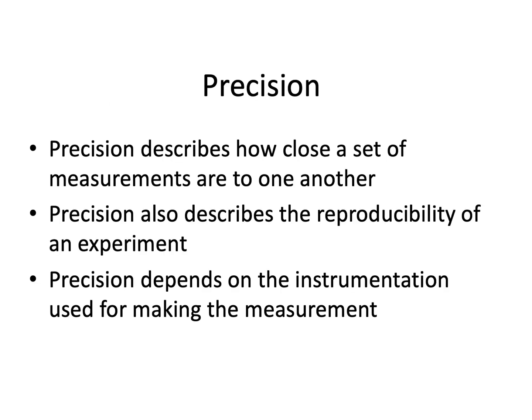Now, precision is a different concept entirely. Precision describes how close a set of measurements are to one another. Not how close they are to the right answer, but how close they are to each other. Precision also tells you about the reproducibility of an experiment. In other words, if I do the experiment and then I do it again, will the numbers I get be close to each other or will they be far apart? If I'm always getting numbers that are close to each other, that would be a very precise experiment.